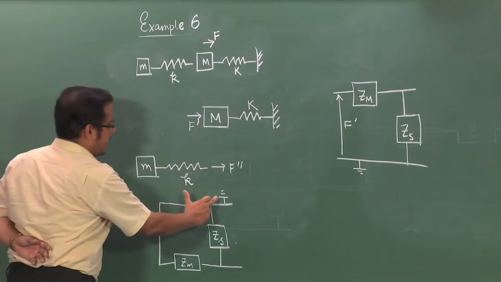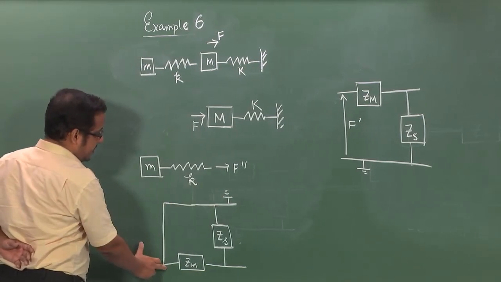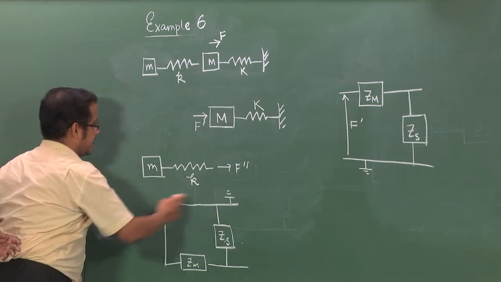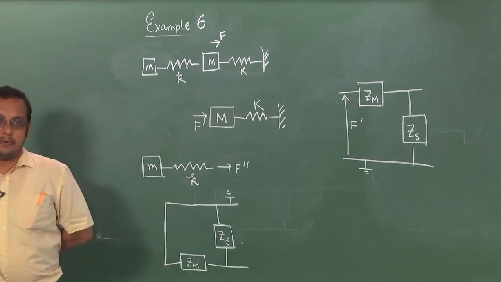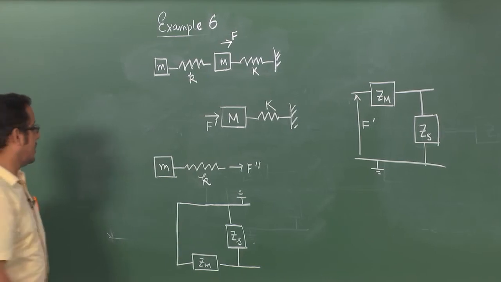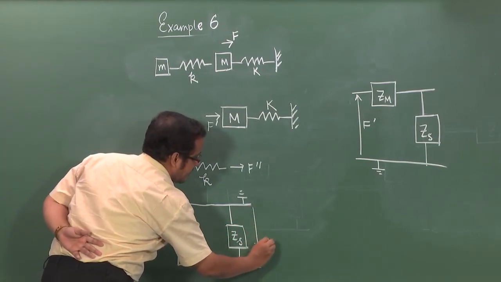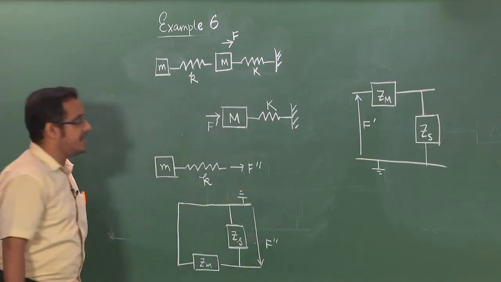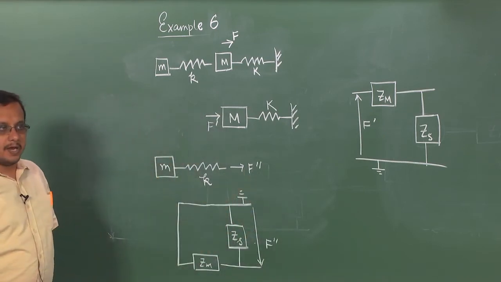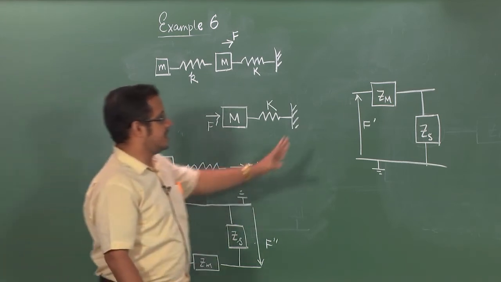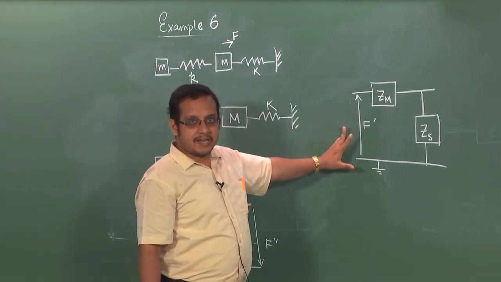So, this is the ground line. What happens here is that the voltage is exactly the same as the ground, because this is exactly the ground line. There is no difference in this ground line, and this time the potential is in the opposite direction, F double prime. So, this is the equivalent circuit for the left half of the system, and this is the equivalent circuit for the right half of the system.